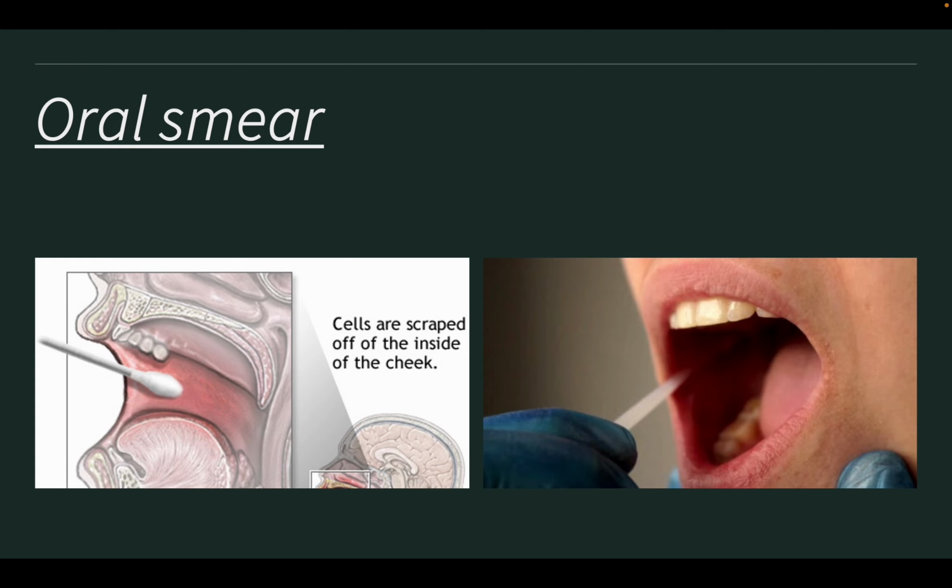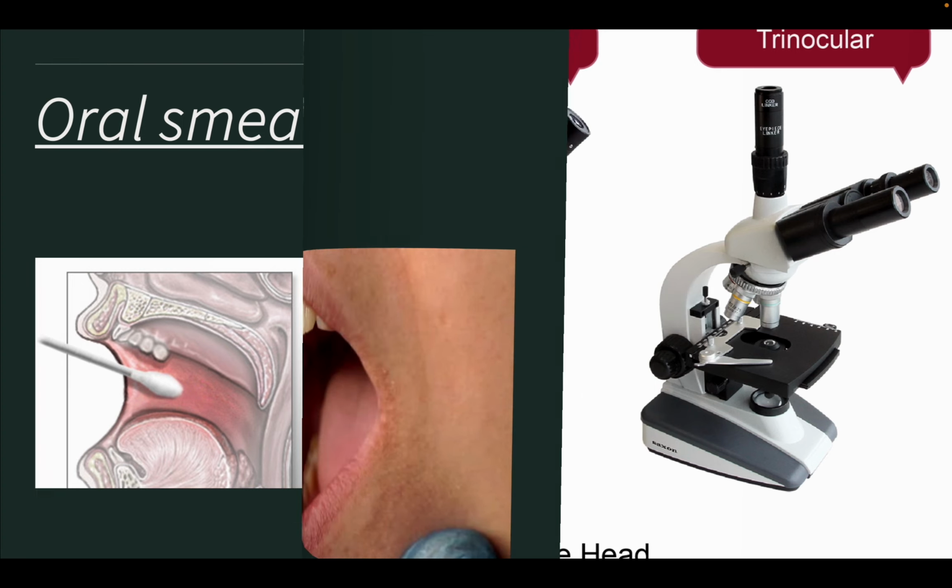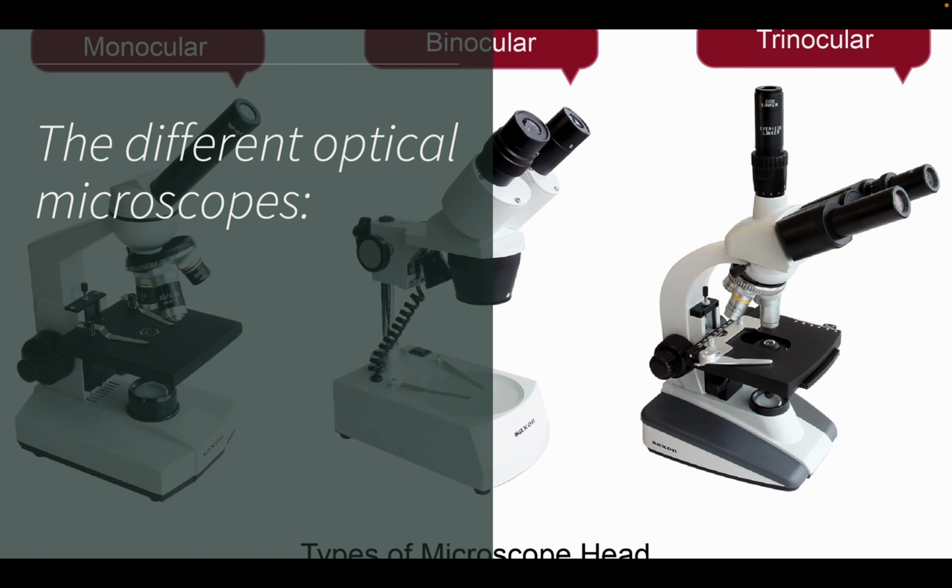Speaking of the fascinating world of staining and cellular visualization, let's now shift our focus from blood and oral smears to the incredible technology that enables us to explore these microscopic wonders in even greater detail. We have seen how stains can provide crucial insights into cellular structures. And now let's dive into the optical microscopes that serve as our windows into the captivating realm.